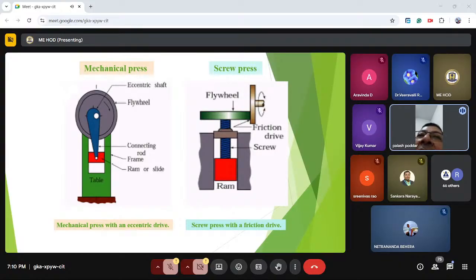Here is a flywheel in the screw press. You can see the rotary motion of this one, and it will rotate this one, and the screw will come down, and the ram will finally forge the material. So this is called a screw press with friction drive.